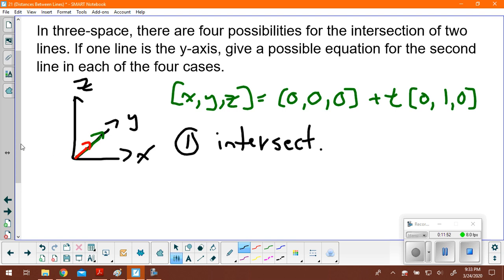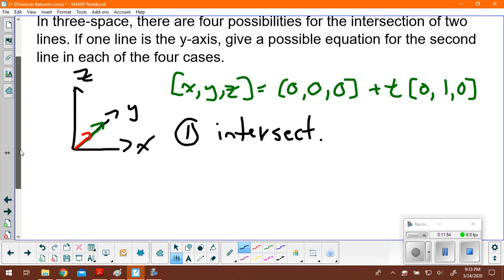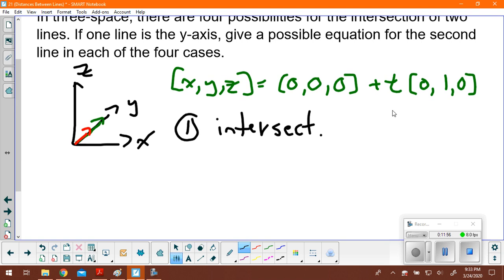Okay, so if they intersect, what would that mean? Well, it means they share a point. Okay, so my new line, we just have to have a point that is on the y-axis. So I can use my origin again.